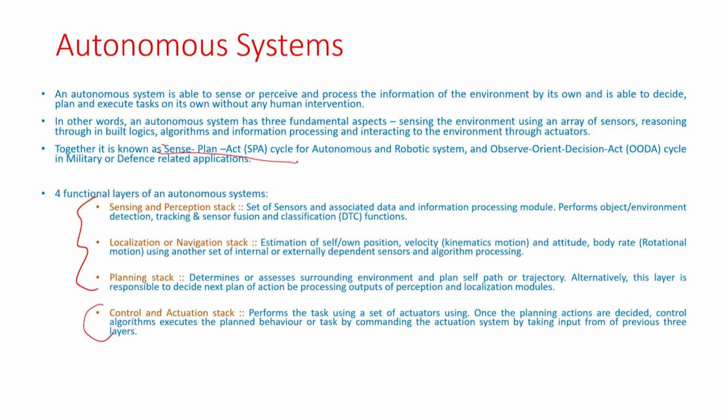Now, you have the data with you, and you want to process it. Where will you process it? You will process it in some central computer system. That is called the planning part. And finally, once you have planned, you decide based on your perception information and act. That is your actuation. You send commands to your actuator.